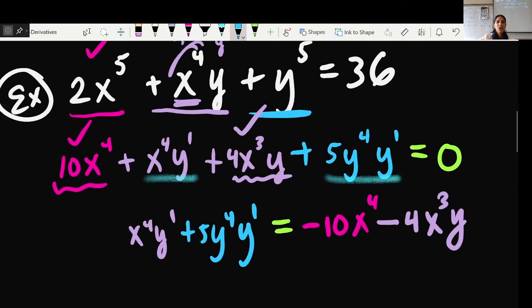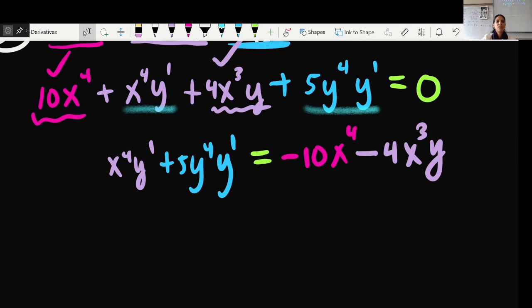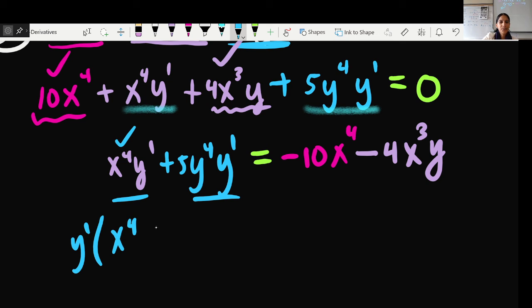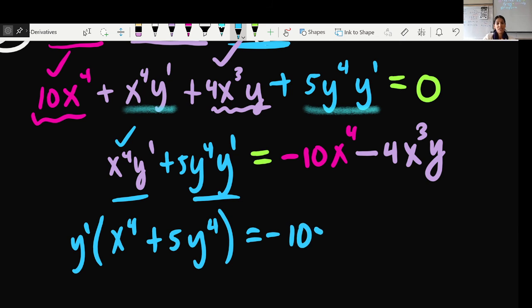And then if I want to get y prime by itself, what's my next move out of here? Yeah, factor out a y prime. Everybody good with that? What's left is the x to the 4, so this part here, plus 5y to the 4, and equals, and now I'm done with the color coding, minus 4x cubed y, because I feel like you know what's going on now. So we can get rid of that. Good?